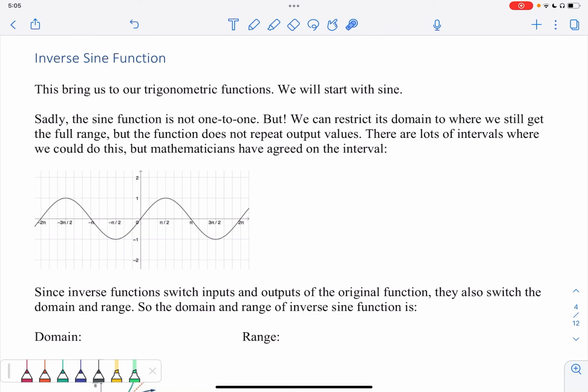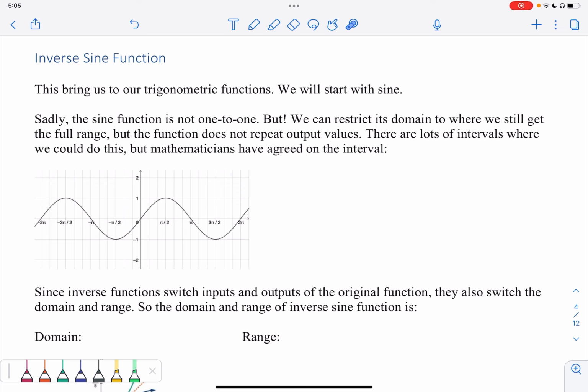Inverse sine function. So this brings us to our trigonometric functions, and we will start with sine. And our goal is to look at inverse sine function, inverse cosine function, and inverse tangent function. So sadly, the sine function is not one-to-one, but we can restrict its domain to where we still get the full range, but the function does not repeat output values.